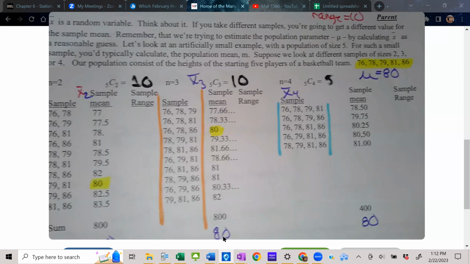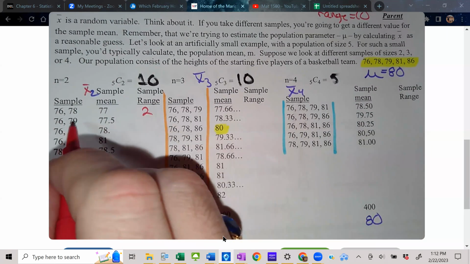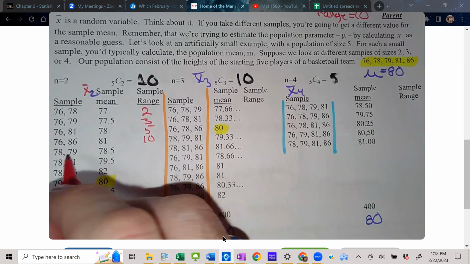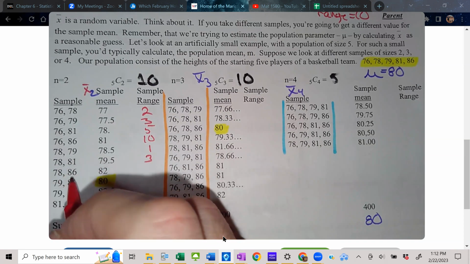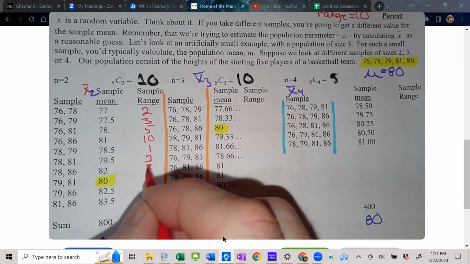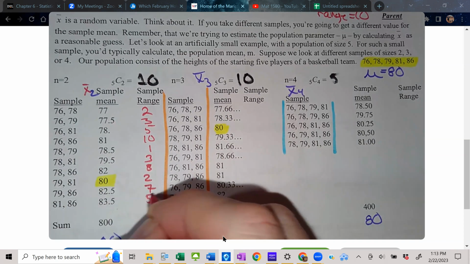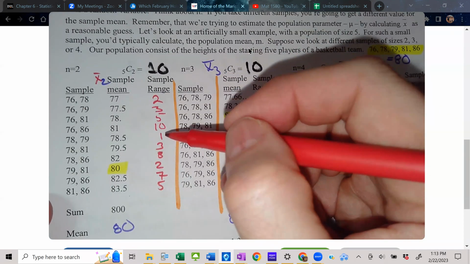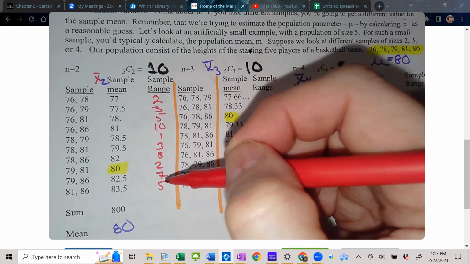Let's find the range of all our estimates. The range of this one is going to be top minus bottom. That's going to be 2, 3, 5, 10, 1, 3. And again, all I'm doing is top minus bottom. 86 minus 78 is going to be 8, 2, 7, and 5. Let's see if we can figure out what the total is there.